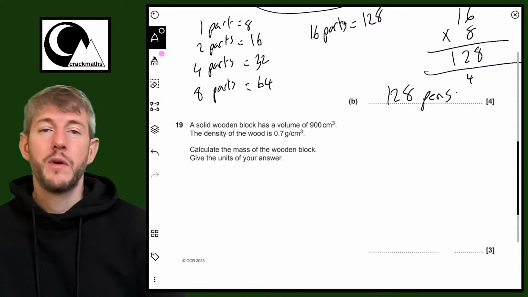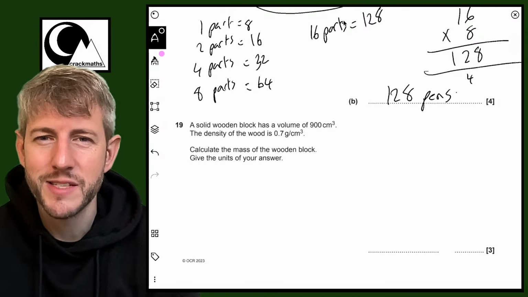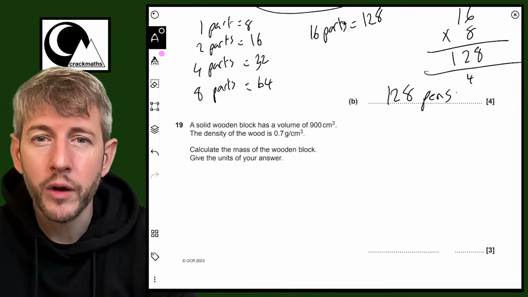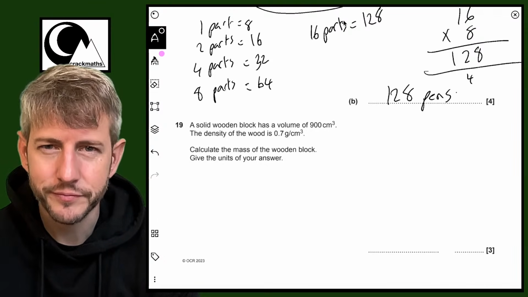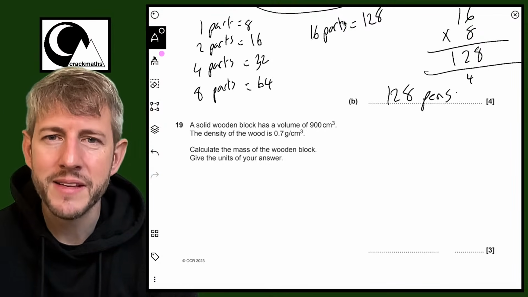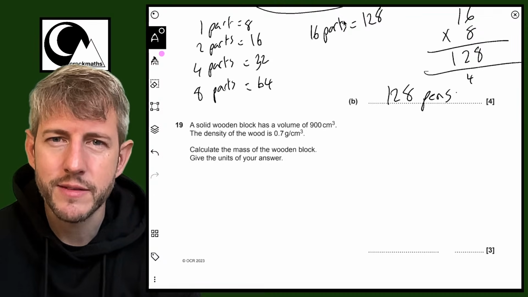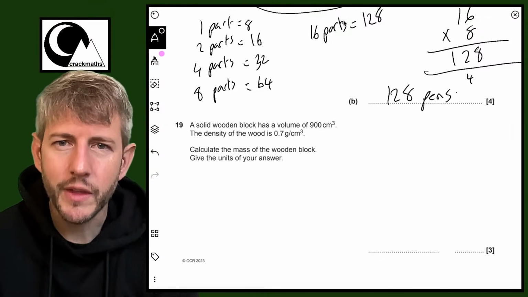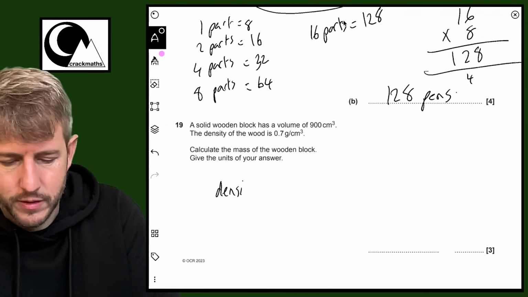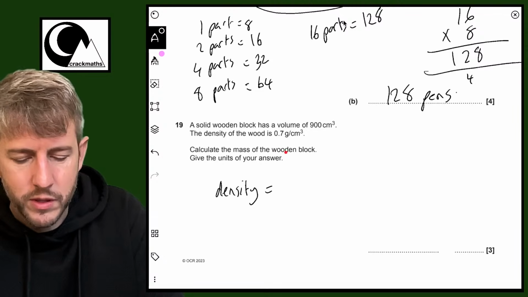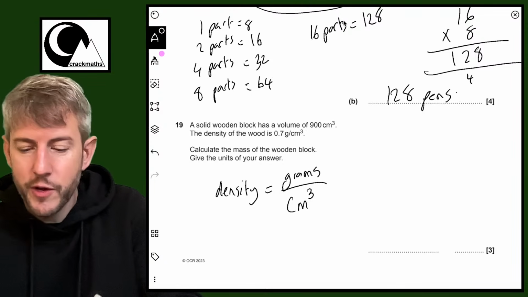Okay, right. Question 19 says, a solid wooden block has a volume of 900 centimetres cubed. The density of the block is 0.7 grams per centimetre squared. Calculate the mass of the box. Give your answer in units. Well, we've got the density. Density equals grams over centimetres cubed. That's what these units are telling us here.